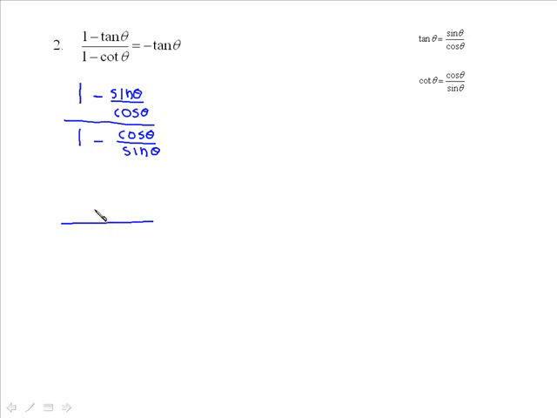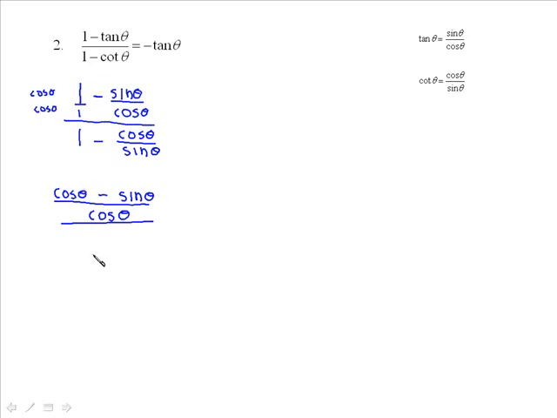which will require us on the numerator to get a common denominator of cosine theta. So anytime we find ourselves with no other substitutions we can make, such as now, and two or more fractions being added or subtracted, you have no choice. You have to get a common denominator and simplify them like that and then hope for the best. So this means we're going to have to multiply by cos theta over cos theta, and that turns our numerator into cos theta minus sine theta all over cos theta.